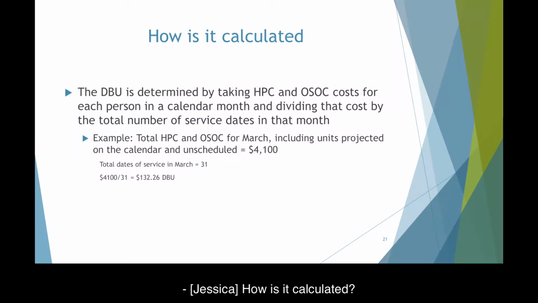How is it calculated? The DBU is determined by taking HPC and on-site on-call cost for each person in a calendar month and dividing that cost by the total number of service dates in that month. Example: HPC and on-site on-call for March included units projected on the calendar and unscheduled for $4,100. The total dates of service in March were 31. 4,100 divided by 31 days is 132.26 for the DBU.